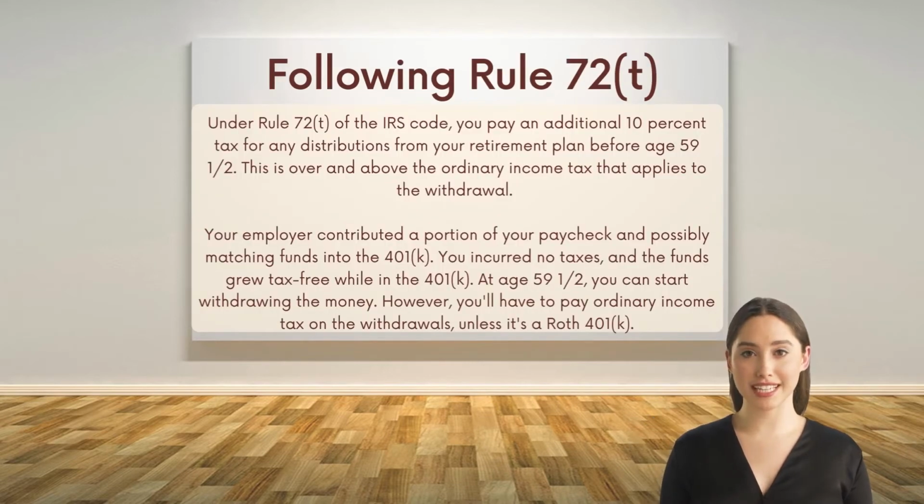Under Rule 72T of the IRS code, you pay an additional 10% tax for any distributions from your retirement plan before age 59 and a half. This is over and above the ordinary income tax that applies to the withdrawal.